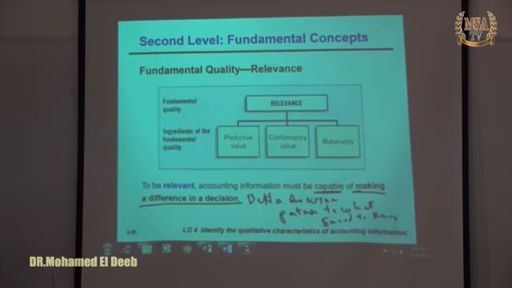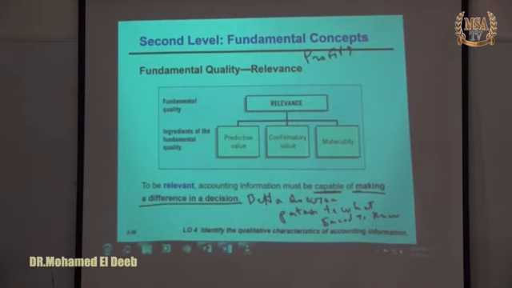For example, what type of information is relevant? The equity investors are interested in the profit of the company. How profitable is the company? And how is the company generating their assets? How are they generating their revenues? How are they making profit? The accounting information has to provide me relevant information about the company.